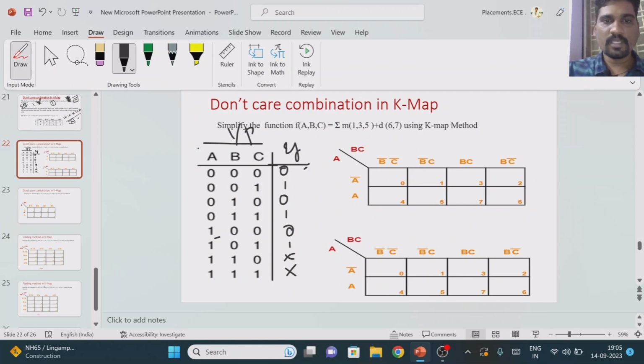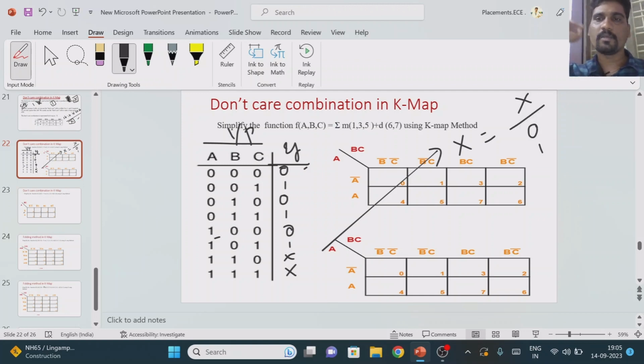So what is the meaning of cross here, guys? Cross here means we don't know whether the output may be 0 or 1. Generally, earlier we represented output as either 0 or 1, right? At this point of time we don't know what this particular value is. X means a single variable that may be either 0 or 1, right? If you don't know whether it is 0 or 1, then we treat it as a don't care combination.